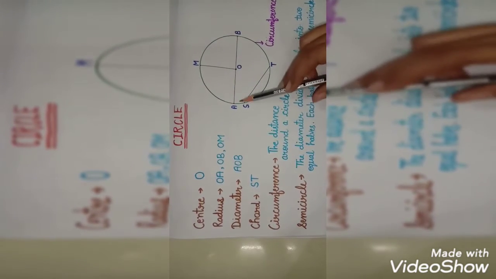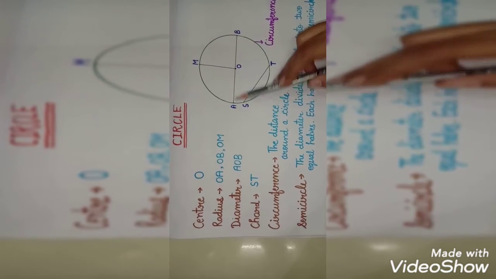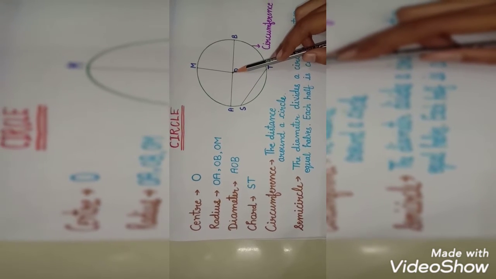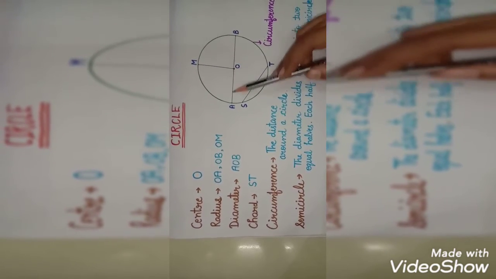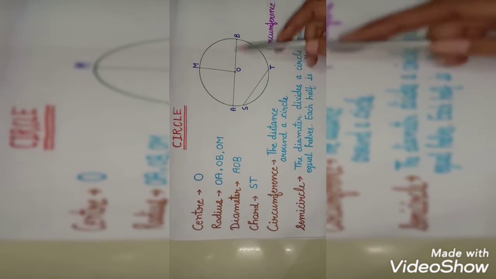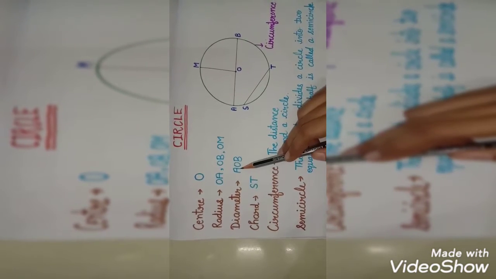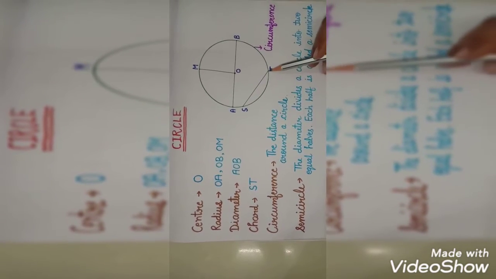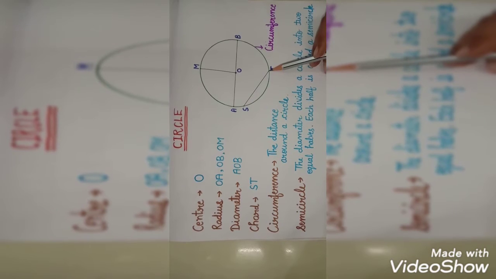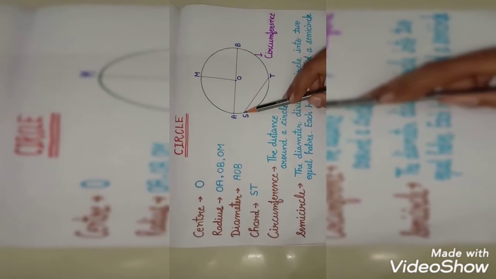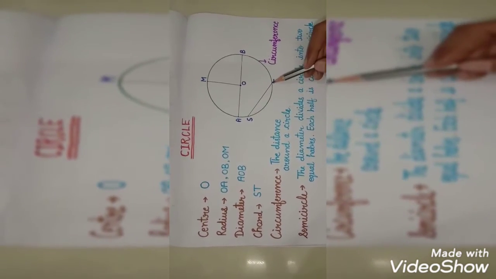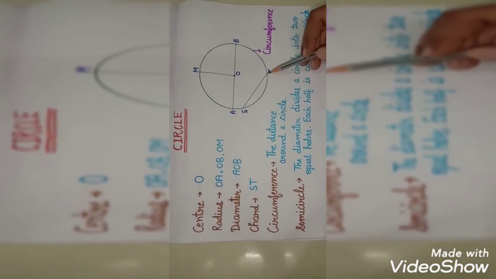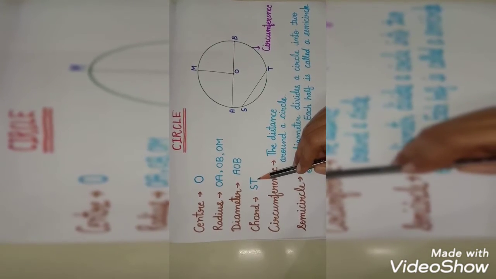The distance from one point to another point on a circle that passes through the center is called its diameter. Means AOB is the diameter of the circle. The line segment joining any two points on the circle is called a chord of the circle. Means सर्कल की सर्कमफ्रेंस के ऊपर कोई भी दो पॉइंट्स को अगर हम ज्वाइन कराते हैं तो that line is called chord, that is ST.